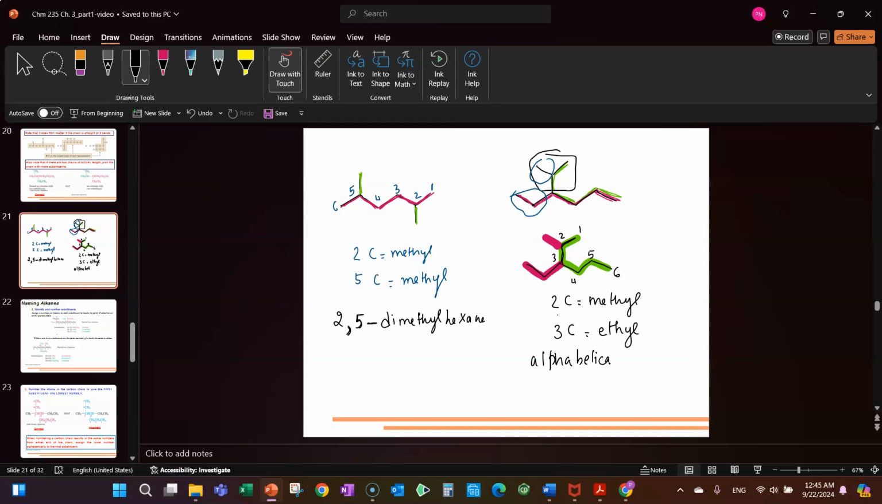order while naming. So this will be called 3-ethyl 2-methyl. The parent again is a hexane. 3-ethyl 2-methyl hexane. That would be the correct name of it. So why ethyl first? Because E comes first, then M, right? So you have to put, even though the number is higher, that doesn't matter. You have to put the substituents according to their alphabetical order.